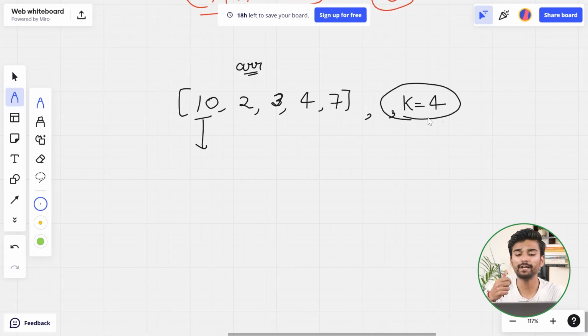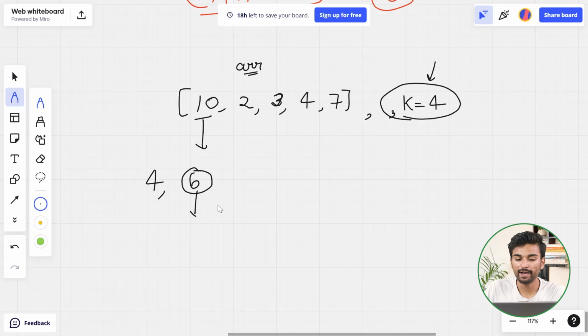So why don't we take greedily? Yes, we can take greedily, right? Because I have to find out the minimum numbers. So for example, I have this k equal to 4. So I have subtracted 4 from this 10. So one number is 4. Now what is the remaining number? The remaining number is 6, right?